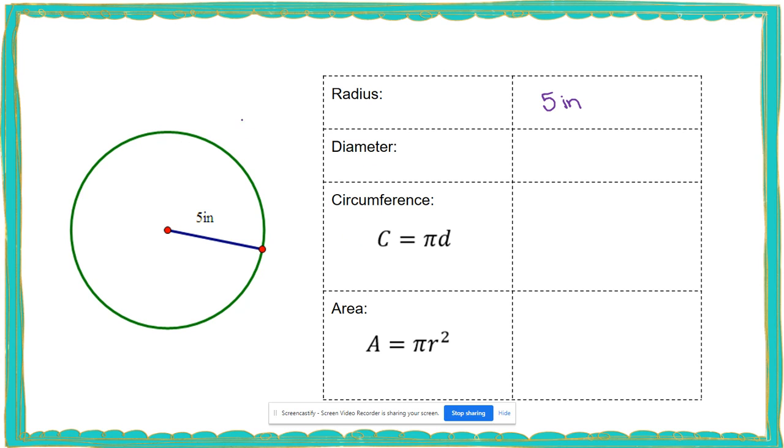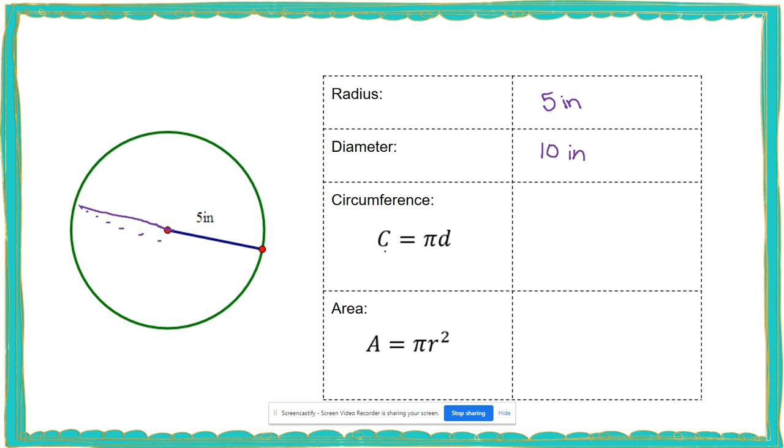Now the diameter is the measurement that would go from one length through the middle all the way to the other length. So in this case, the diameter would have been twice this amount because it would have gone all the way through here. So it would be 5 inches here and 5 inches here, or the diameter would have been 10 inches. Now we're going to use what we know about this circle's radius and diameter to find its circumference and area. Remember, circumference is the distance around a circle. It's kind of like perimeter, except that because the circle doesn't have any sides, we can't add side lengths.